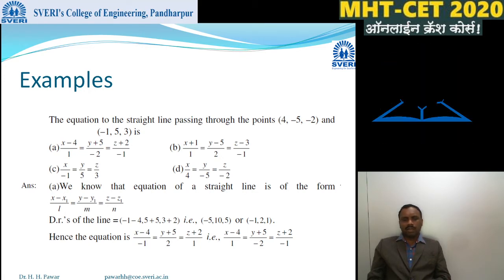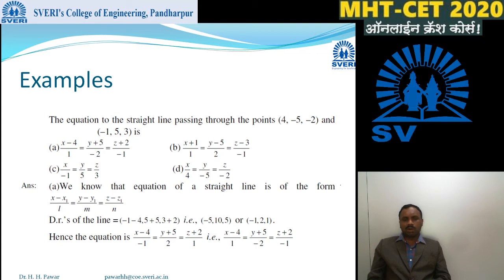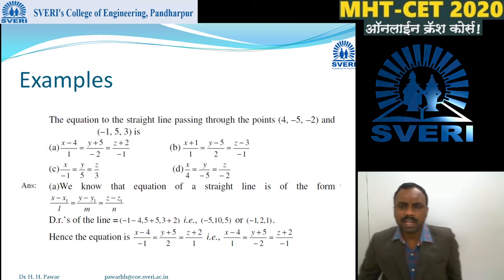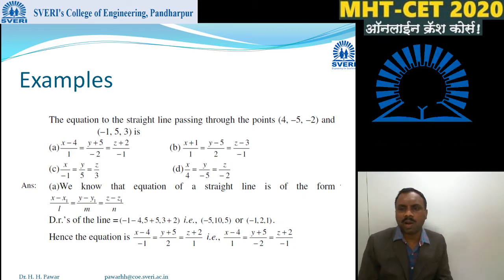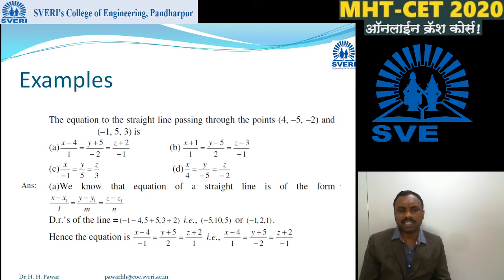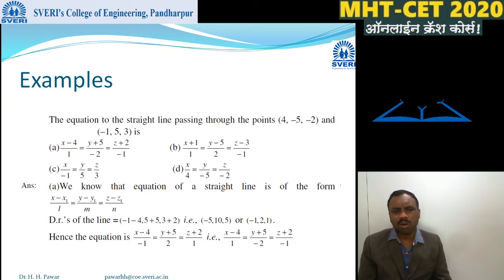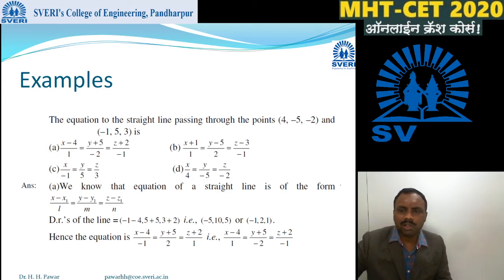So equation should be x minus 4 upon minus 1 equal to y plus 5 upon 2 and z plus 2 divided by 1. As here we have to find out equation of straight line and points are given on that straight line, hence always go by options, that is put any point here.